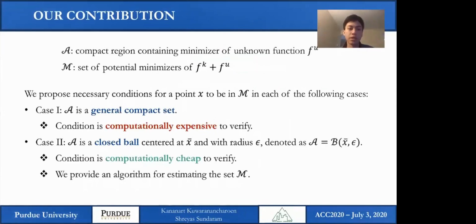In our paper, we consider two scenarios, one of which is that the set A is a general compact set, and the other is that A is a ball. We provide a necessary condition for each case. However, the condition corresponding to the first case is computationally expensive to verify, while it is cheap for the second. In addition, we also provide an algorithm for estimating M when the set A is a ball.